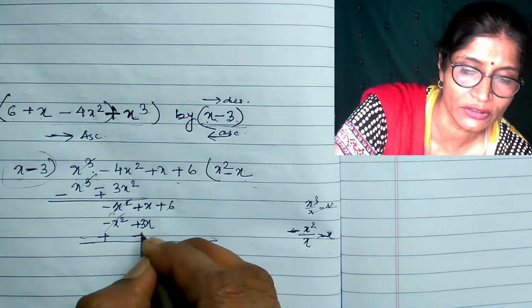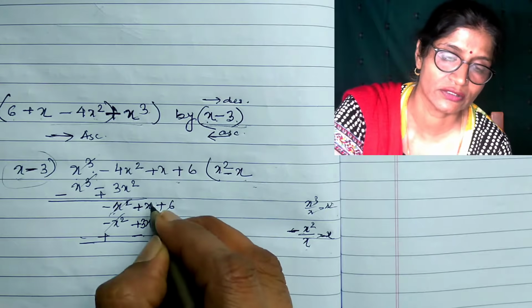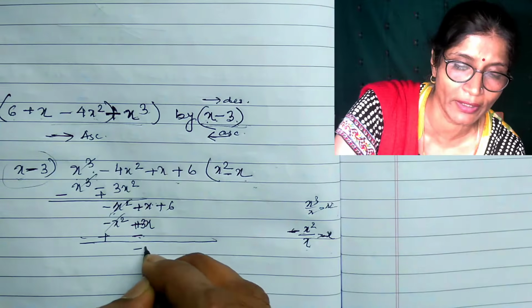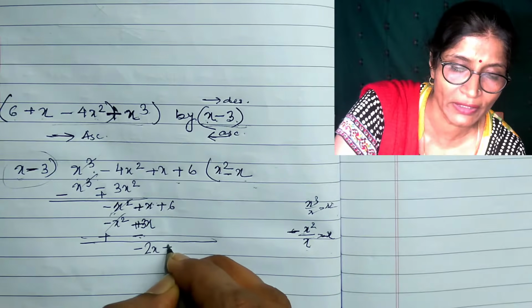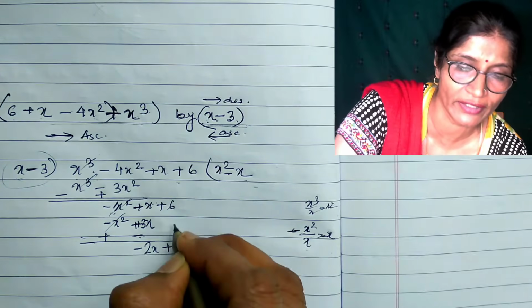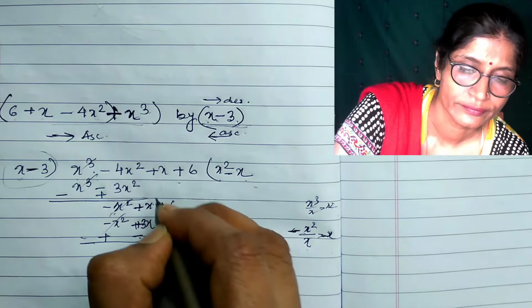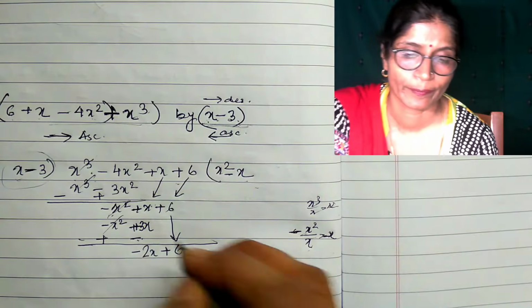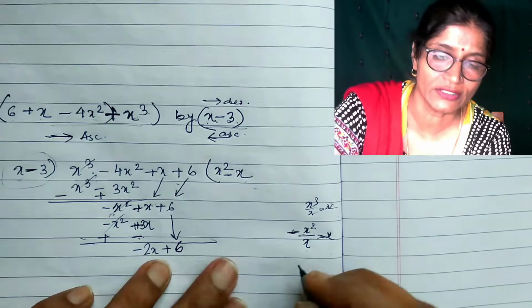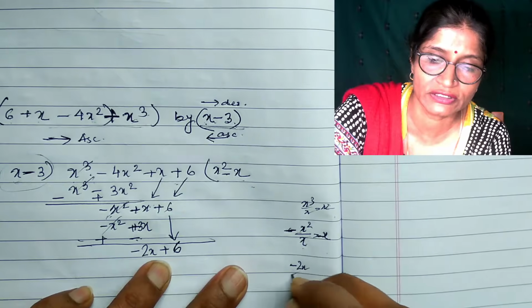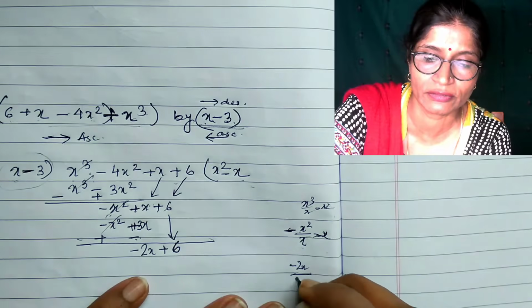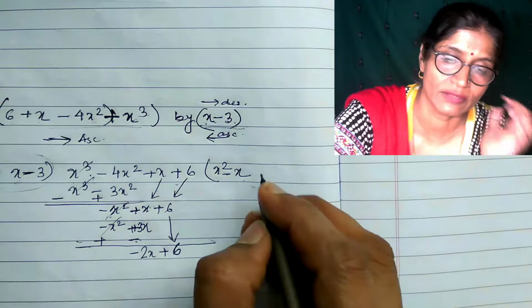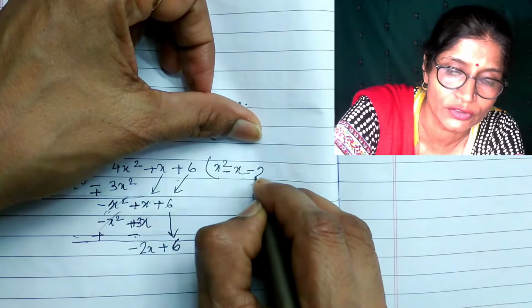And this is how much? Minus 3x plus x. This is now plus 3x, this is minus 3x, so it will be minus 2x. Plus this 6 is there, I will write it here. This x, this 6, I have to write. Now minus 2x: the first term of this will be divided by the first term. So it is minus 2. It means my next term here will be minus 2.